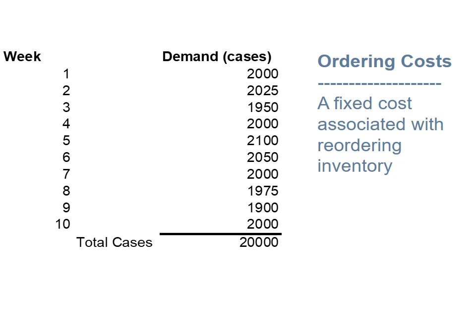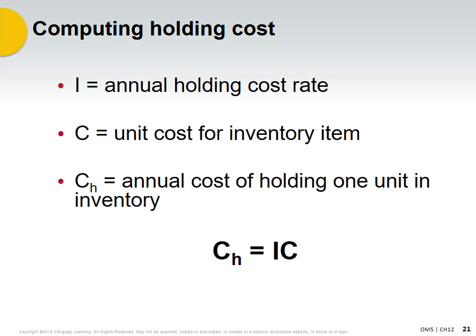Ordering costs are typically a fixed cost. It costs us a certain amount to prepare an order. Yes, those are variable in many ways, but for us, we'll just keep it simple and say that's a fixed cost. Every time we make an order, it's going to cost us X amount of dollars. The question is, how do we balance out the two?